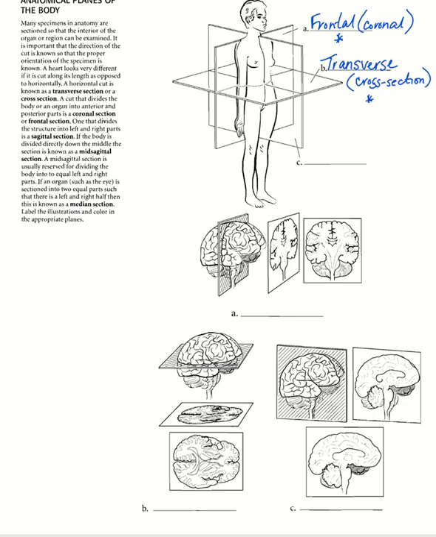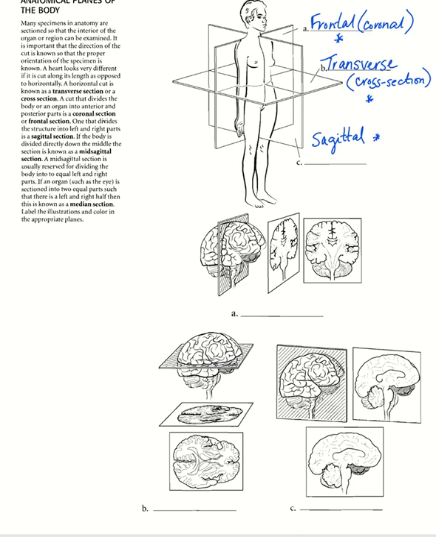So again, a transverse plane or a cross section is going to separate the top from the bottom. And then finally, we have our sagittal cut, which means you're separating into left and right.